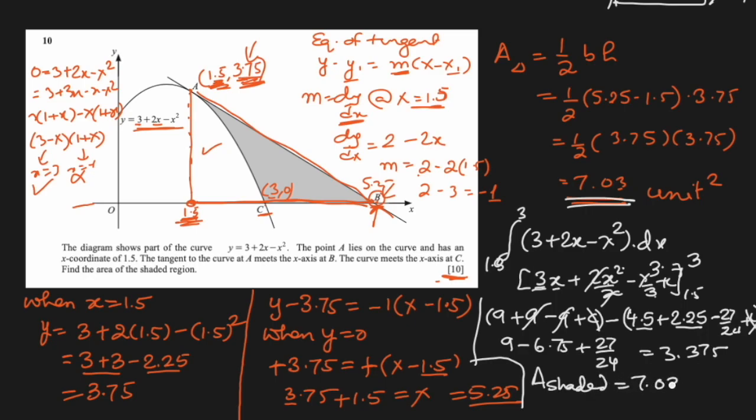Now the shaded area we want to find will be 7.03 we got earlier minus 3.375 now. So 7.03 minus 3.375 is 3.657, so 3.66 we can say.